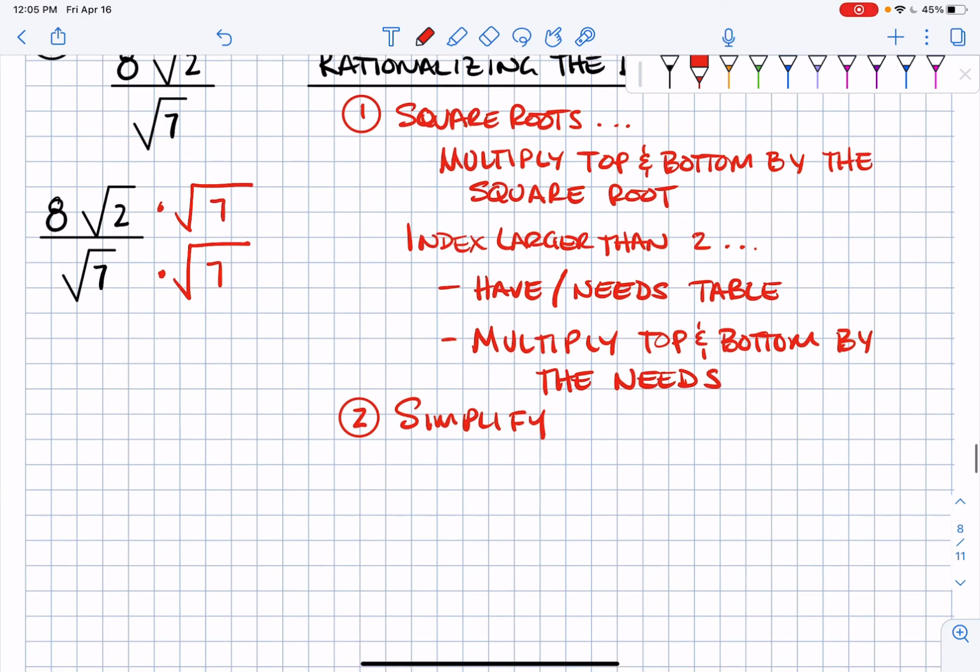When I do that, what happens is this. The 8 on top stays by itself, but the square root of 2 and the square root of 7 are both inside the house. That means I can multiply those two, so I'm going to get the square root of 14 all over the square root of 7 times the square root of 7, which is just going to be plain old 7. Since nothing else reduces, and I can't break down the square root of 14 anymore, because that's just 2 times 7, that would be my answer, which is choice A.